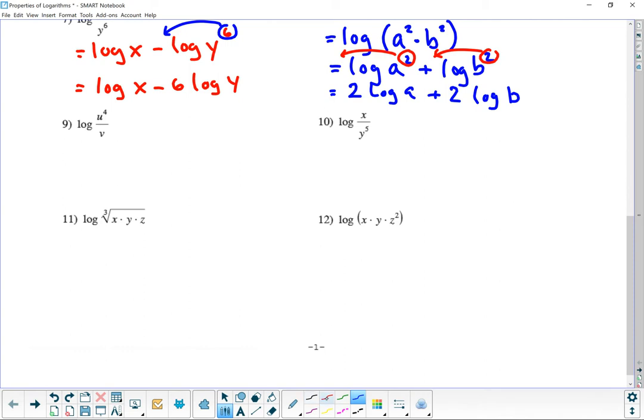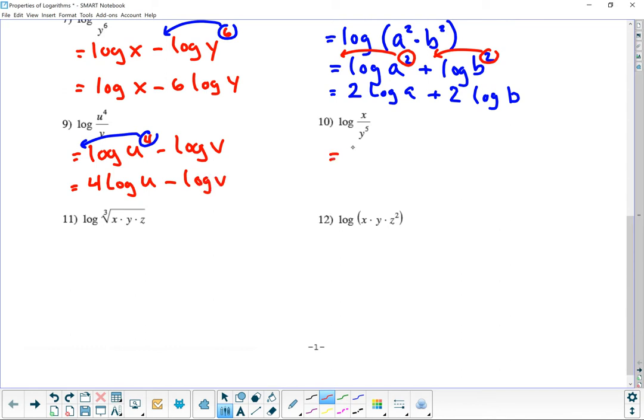Okay, number 9. This is a quotient. So this is going to be log u to the 4th power minus log v. And then this is a power rule. So I'm going to bring this 4th power to the front. And we're going to end up with 4 times log u minus log v.